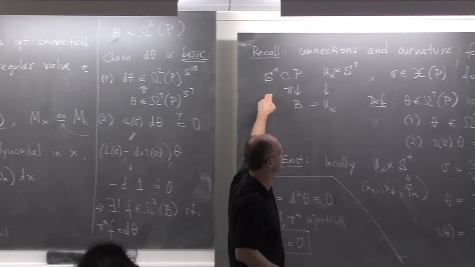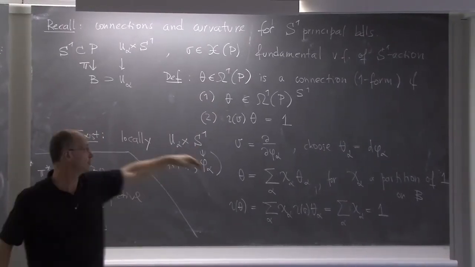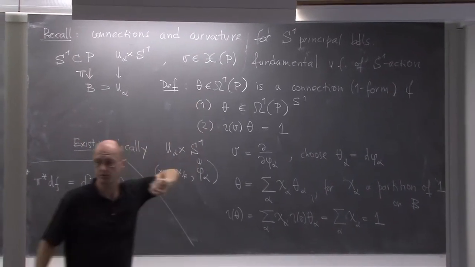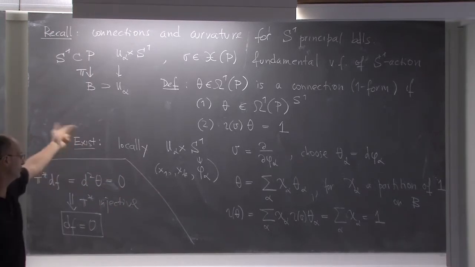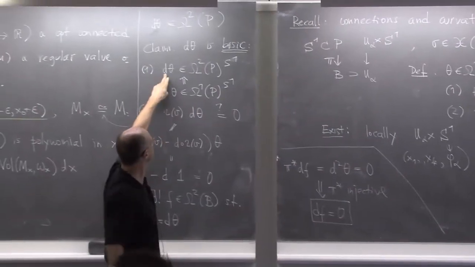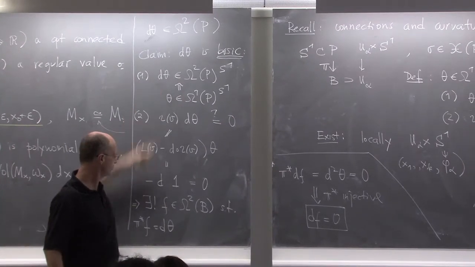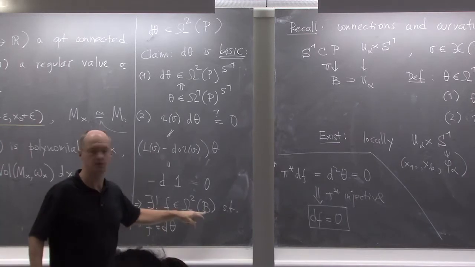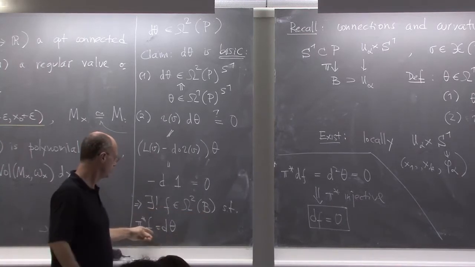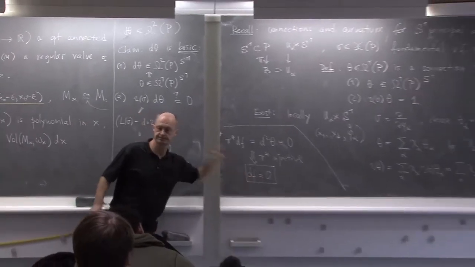So we defined connection 1 forms. In principle, there are many of them, but we showed that they exist. And we see that the differential of a connection 1 form is basic. So it defines a 2 form on the base, and this 2 form is necessarily closed.